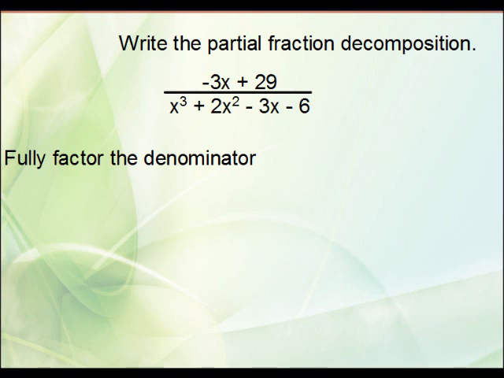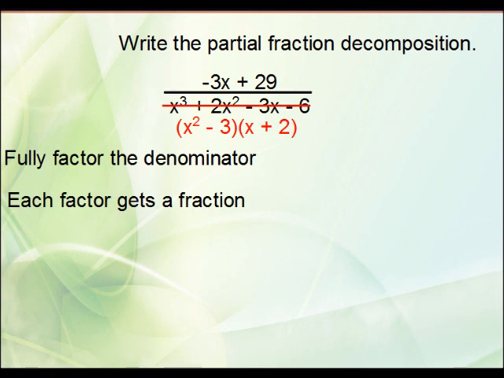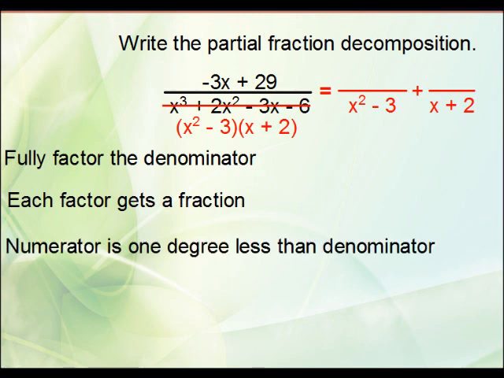If you're curious how, I would use grouping in this case. So that would be x squared minus 3 times x plus 2. Recall that every single factor gets its own fraction, so there you are. And each numerator is going to be 1 degree less than the denominator. So here the degree is 2, which means the degree on top is going to be 1. Here the degree is 1, and that means we're just going to have a constant up on top. So we have ax plus b, and we just have c.